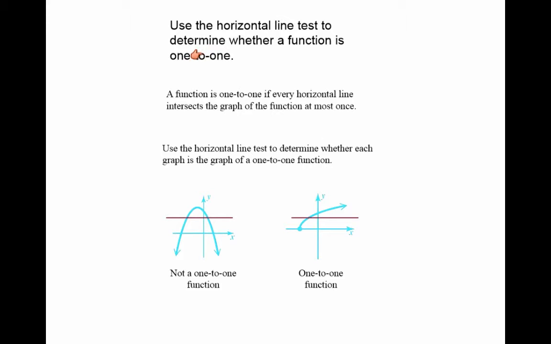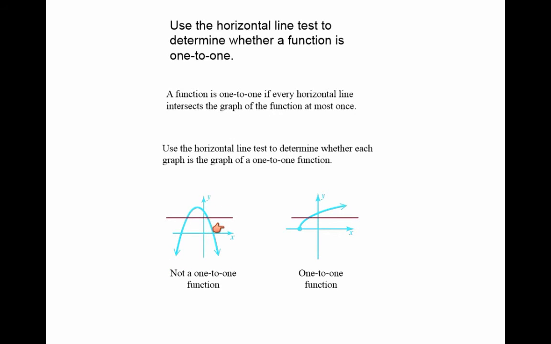Use the horizontal line test to determine whether a function is one-to-one. A function is one-to-one if every horizontal line intercepts the graph of the function at most one point, or at most once. Use the horizontal line test to determine whether each graph is the graph of a one-to-one function.